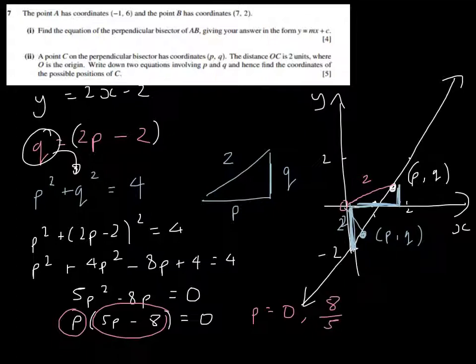Okay, so those are my two possible solutions for p. What I need to be careful about actually is that I want to give the two coordinates like that, making it clear which one goes with which. So 0 and 8/5 are my two possible p values. And to get my two possible q values, I'm just going to substitute that in. So I can choose this equation here, which is the easiest one to use. So when p is 0, I put it in there, then q is going to come out to be negative 2. And when p is 8/5, if I put it in there, then q is going to come out to be 6/5.